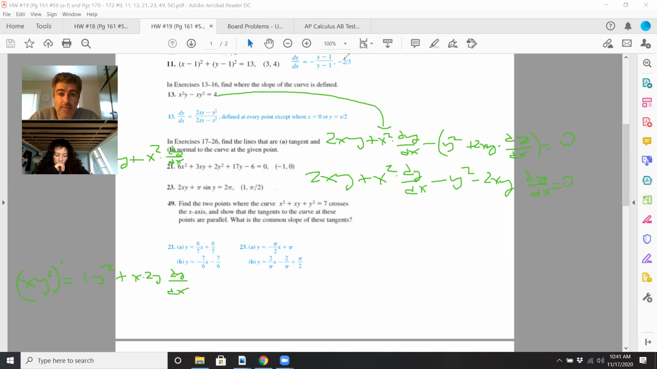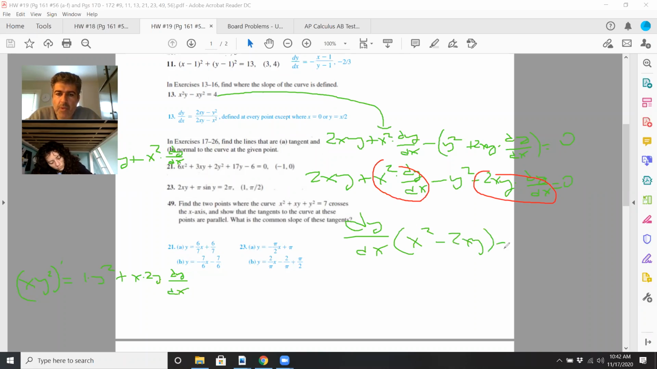And isolate the dy over dx. We have dy over dx happening in 2 locations, here and there. So the ones that are not dy over dx, move that to the right side. So let's do that right now. I'm going to pull out dy over dx from the 2 terms I kept on the left side. So x squared minus 2xy. The other terms that didn't have dy over dx, move it over. So it's y squared minus 2xy.